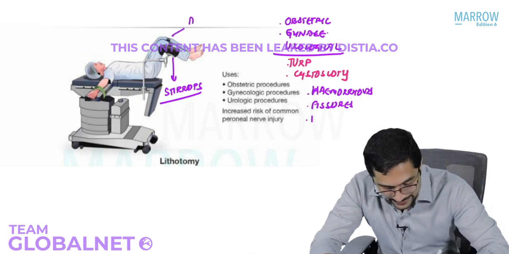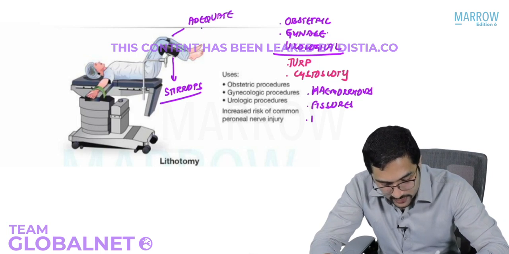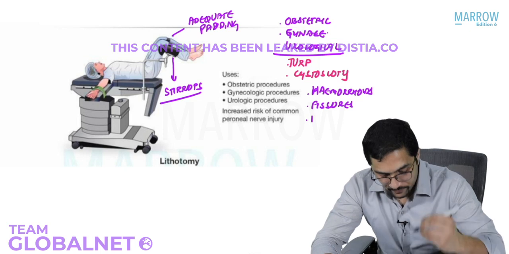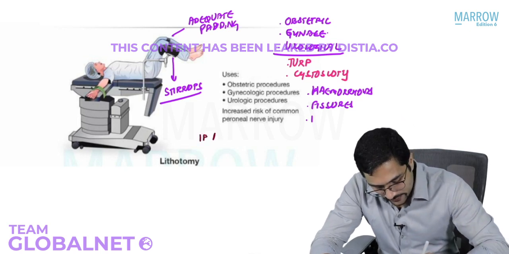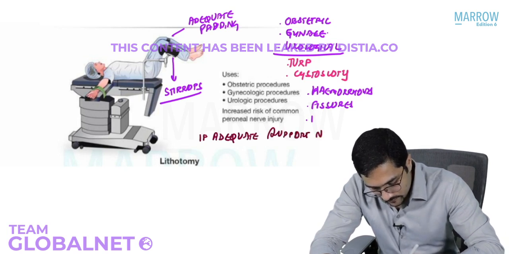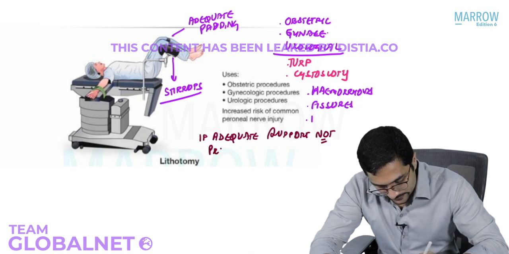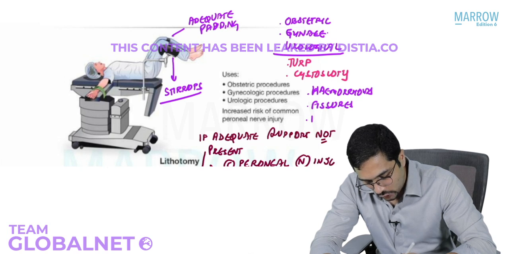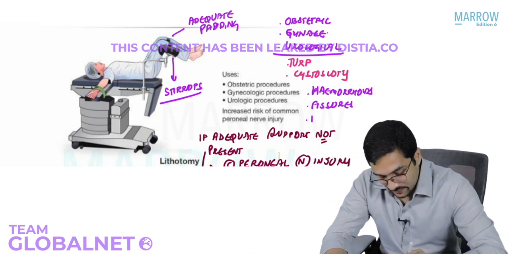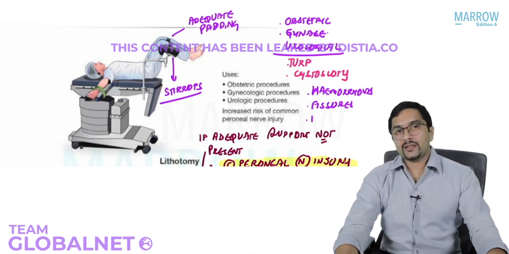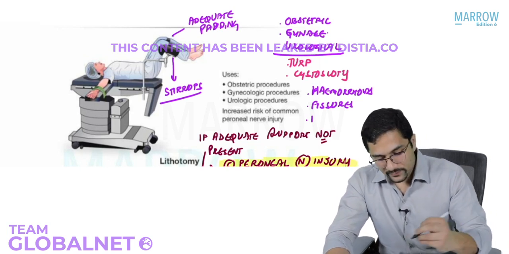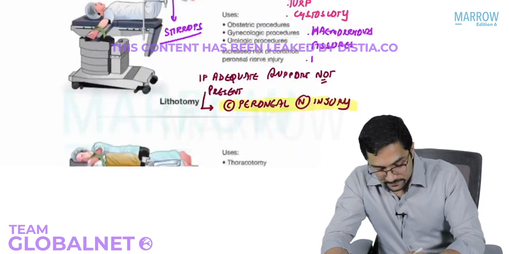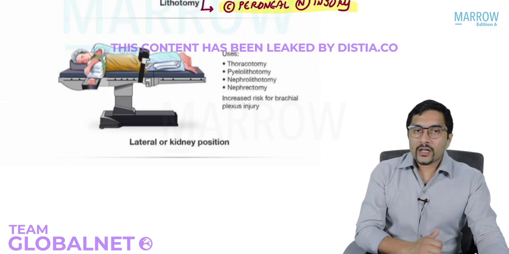Now there is adequate padding here, right? We provide adequate padding so that nerve compression does not occur. But if adequate padding or support is not present, then these patients can land up with common peroneal nerve injury. And this has been asked many times in the exam. Okay, so you should know about this. Common peroneal nerve injury can be there in these patients. So this is the lithotomy position. This is your lateral or the kidney position, right?